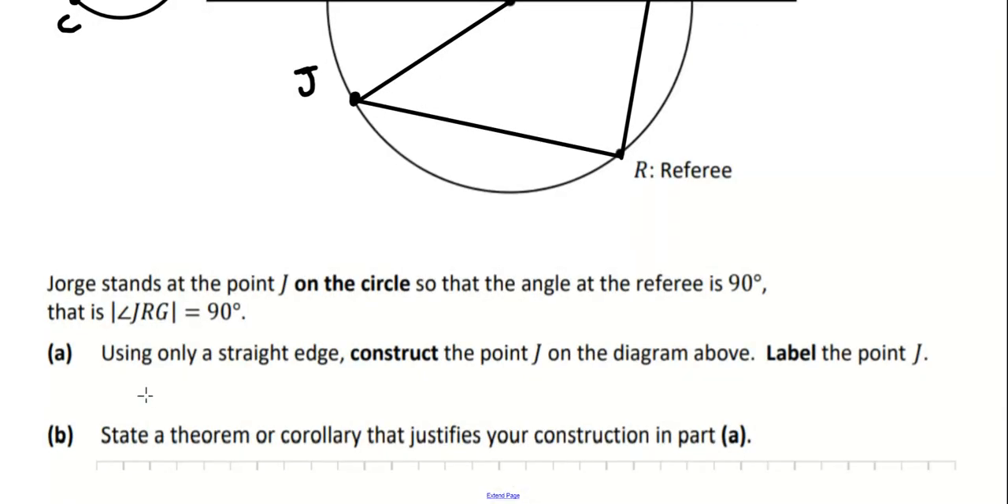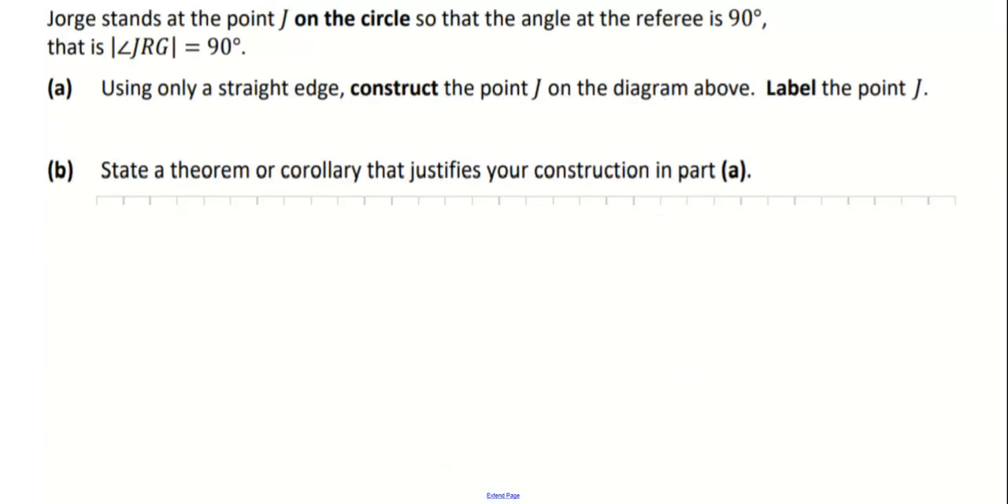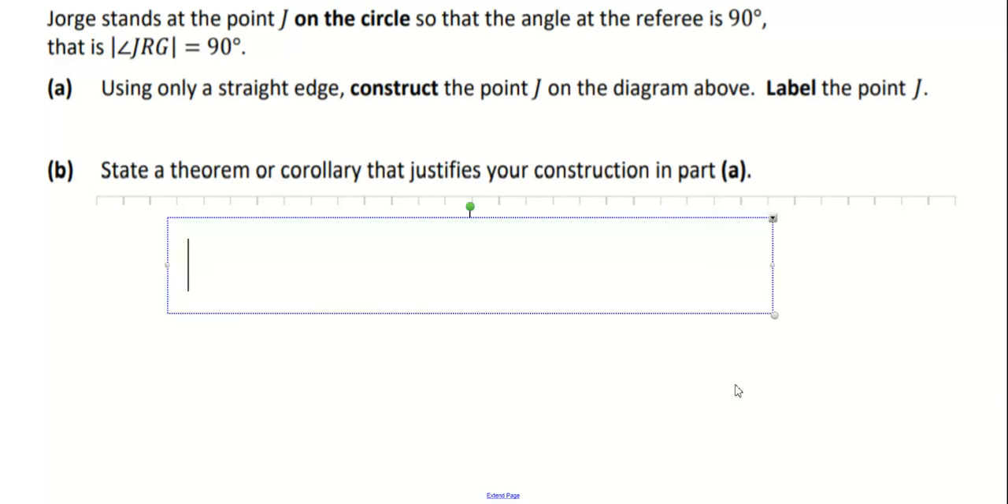State the theorem or corollary to justify our construction in part B. Each angle in a semicircle is a right angle. That's what we're going to say. Okay, so let's type this out.